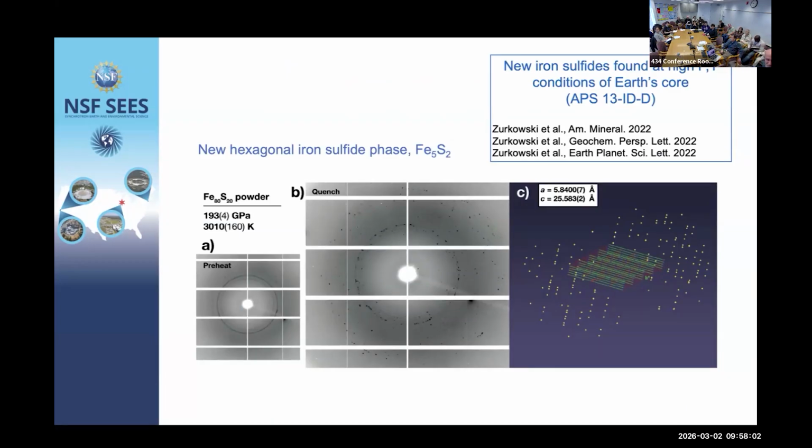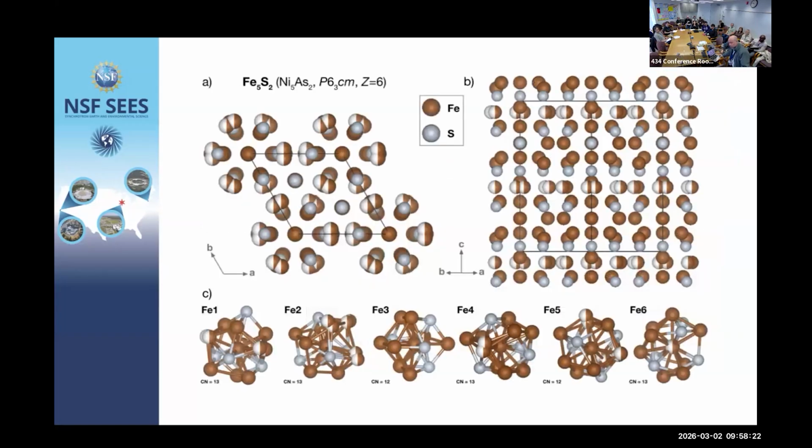And here's an example that was done. This one's Zurkowski et al., that's my group, in 2022. This was at 193 GPa and 3000 Kelvin. The sample was synthesized under those conditions, quenched to room temperature, and then the data were collected to figure out what we got. And what she found was a new iron sulfide phase that only exists at the pressures and temperatures of Earth's core.